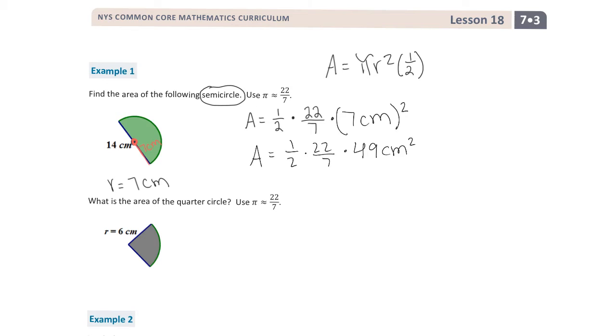This time, we don't need to square the 49 because here in our parentheses, this indicated that we needed to multiply to get our answer. And here, because there's no parentheses, this is our answer. Now let's start solving for this. Go ahead and get your calculator out. And we're going to multiply 1 times 22 times 49.